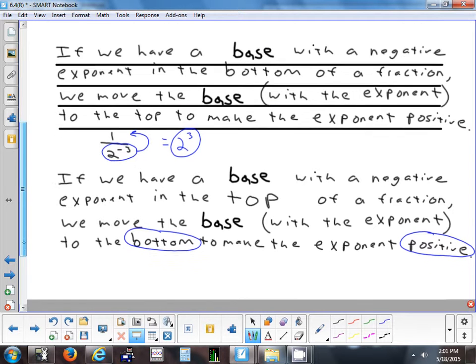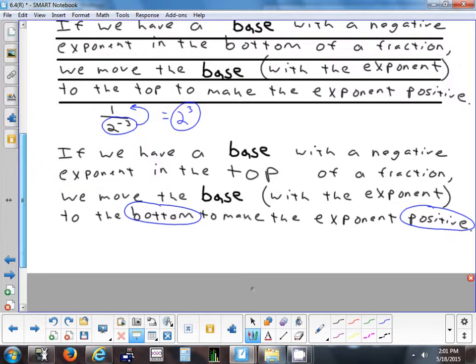Yeah, bottom and positive. You move it across that fraction bar. That's just the way the rule works. It's going to make the exponent positive. This switching word means take the base and the exponent with it. But you have to understand, we want to show you something a little bit later.